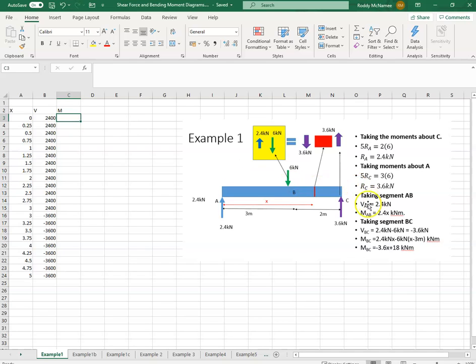Okay, if we want to look at the bending moment, well, the bending moment from A to B is 2.4x, so this is x, so it's equal to 2,400 multiplied by x. And I'm just going to copy that the whole way down because that's the same until we get to here.